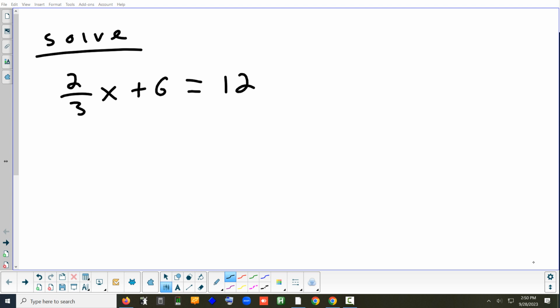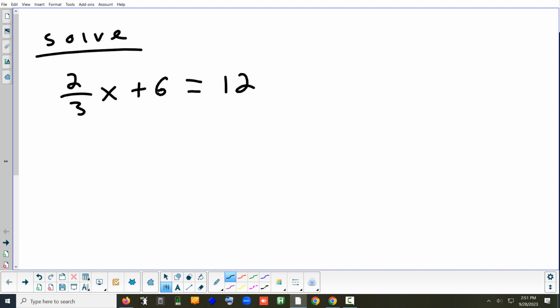All right, so first question we'll take a look at. This is solving a linear equation. So generally, you don't have to do any factoring. You don't have to do quadratic formula. You're just trying to get x by itself. All right, so what would be our first step if we want to get x by itself?